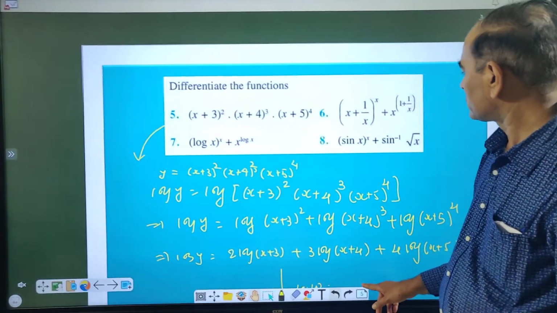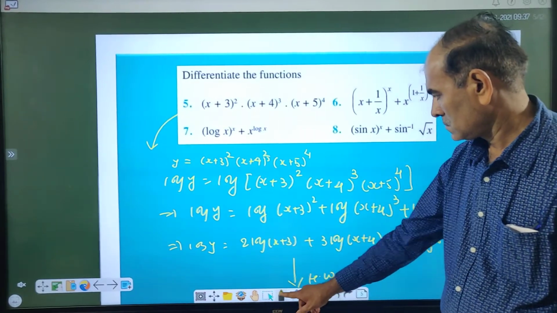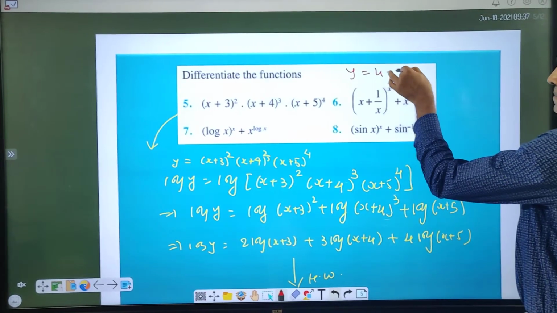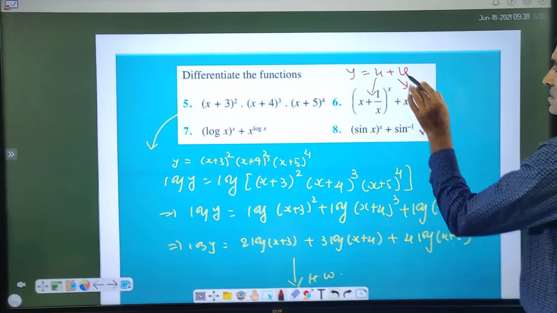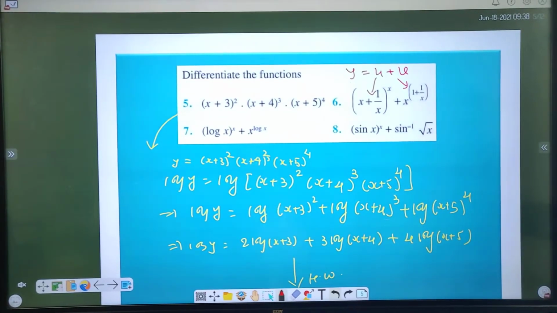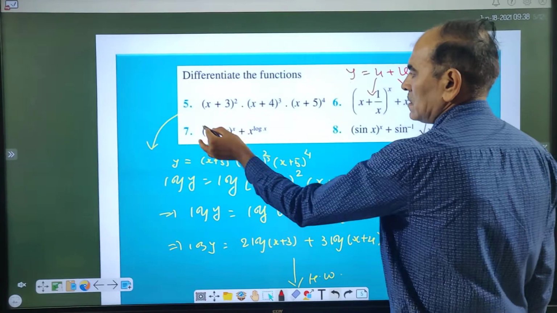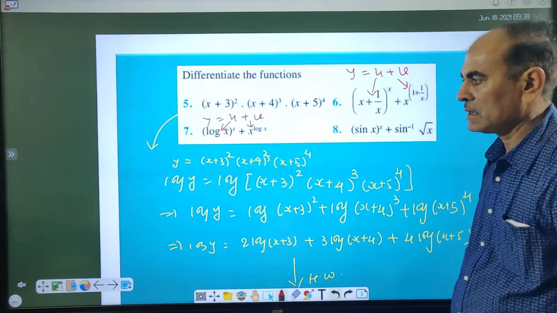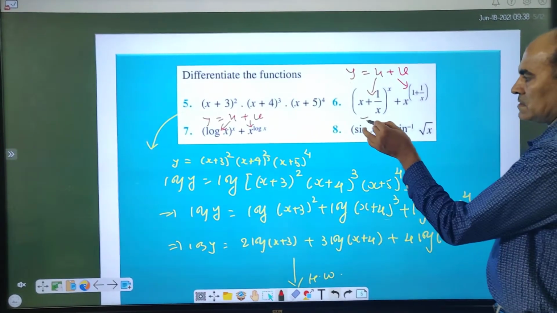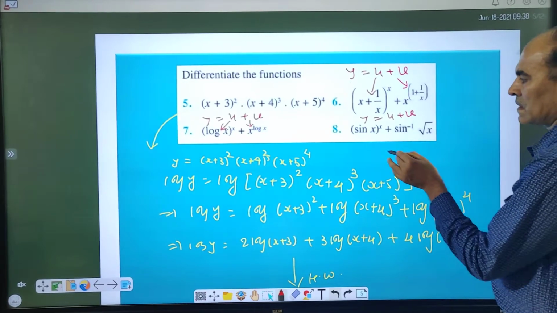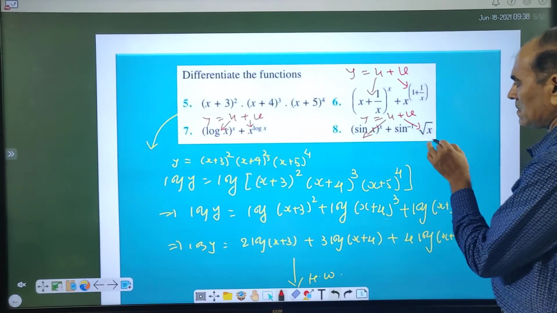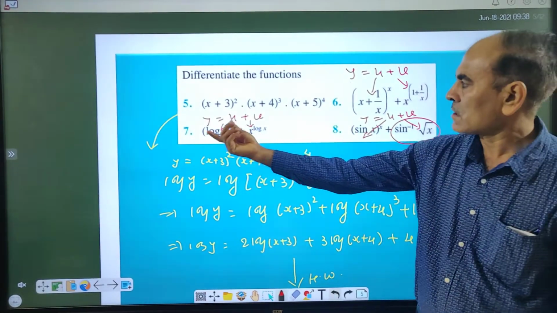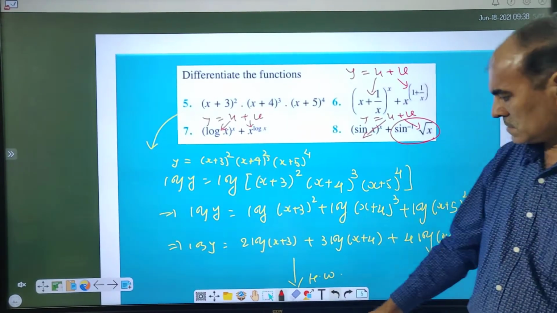Next one, see here. Let us say y is equal to u plus v. U is this one, v is this one. Take log on both sides, very easy. See, here also y is equal to u plus v. U is this one, v is this one. Okay. Here also y is equal to u plus v. U is this thing, v is this thing. Here we have to differentiate directly. And here we have to take log. Here also we have to take log. Let us see this one.